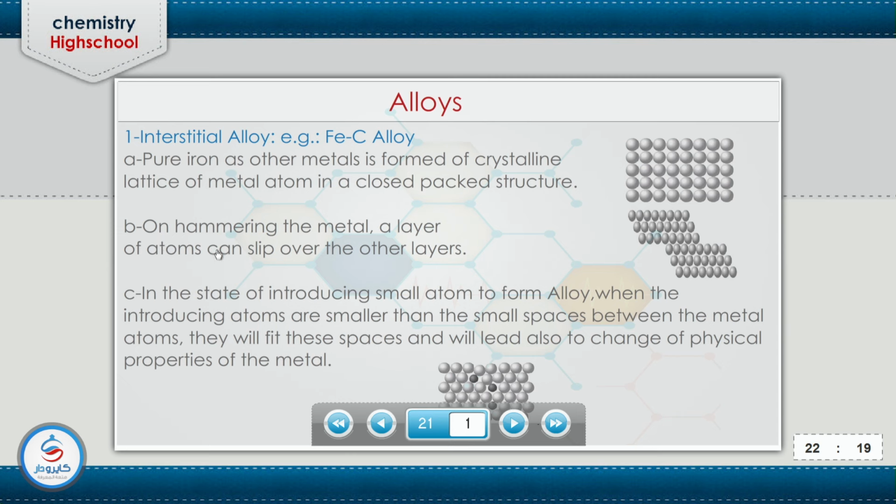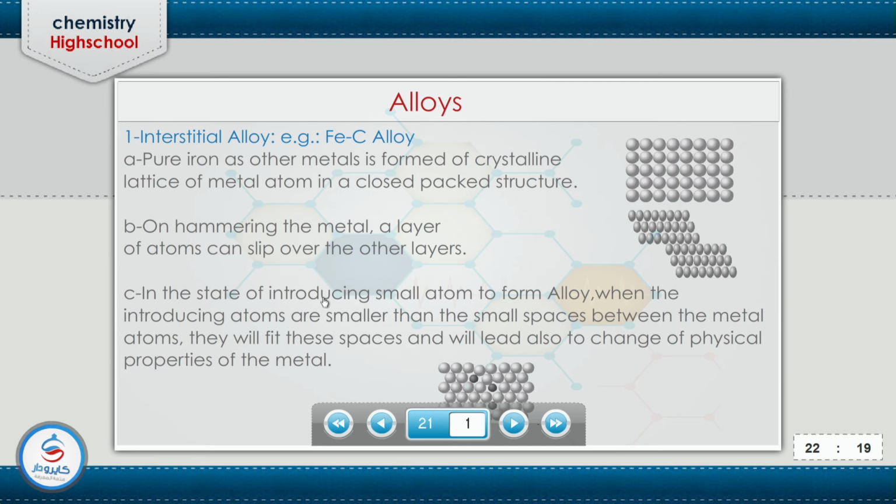On hammering the metal, on hammering this crystal lattice, a layer of atoms can slip over the other layer. It's a first layer and a second layer.